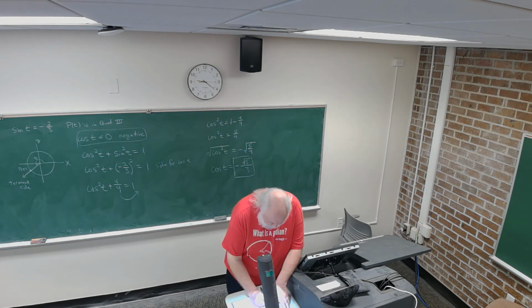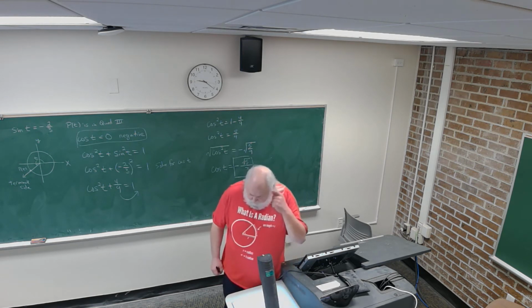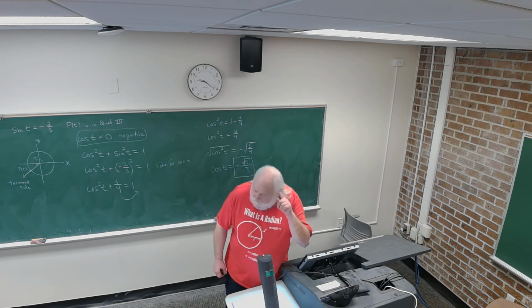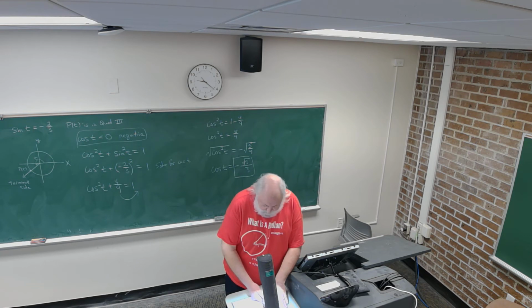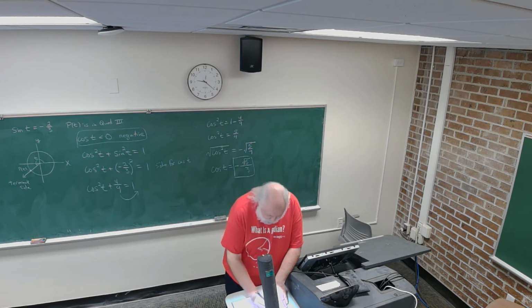And the angle 3 pi over 2 radians is the same as 270 degrees. And up here, the angle is 0 degrees, or angle 0 radians, sine 0 is equal to 0 and cosine 0 is equal to 1. That's the same as 0 degrees.